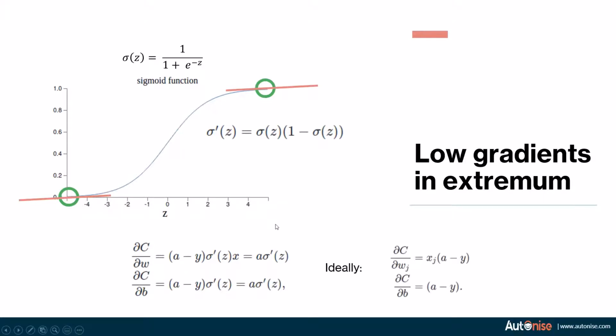Ideally, we want the derivative of the cost function with respect to the parameters to be independent of the sigmoid derivative, so that even though our weights are initialized with a large value, the derivative does not tend to 0. The derivative of the cost function with respect to the parameters should not tend to 0. So this is what we ideally want. Can we achieve it? Let's have a look.